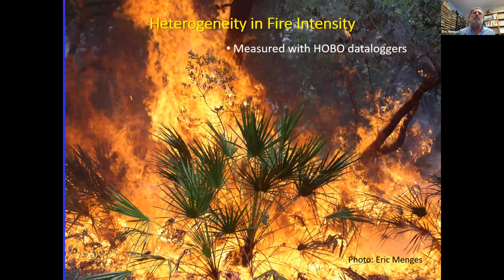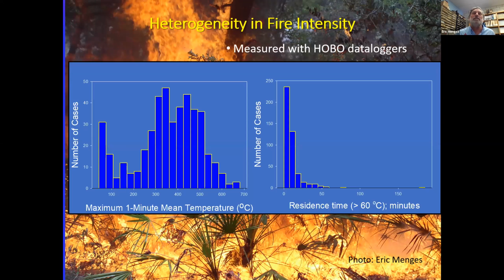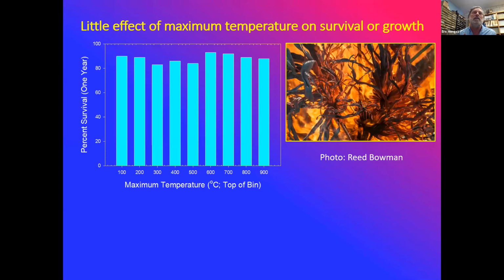So we find that Florida scrub has a lot of heterogeneity in fire intensity and also very intense fires. You see maximum 1-minute means commonly between 200 and 600 degrees C. This is a lot hotter than fires in other ecosystems. And you'll also see residence times of often 10 or 15 minutes. So there's a lot of heat being applied to these plants. Their meristems, though, are in the sand, and the heat doesn't seem to affect their survival or growth.